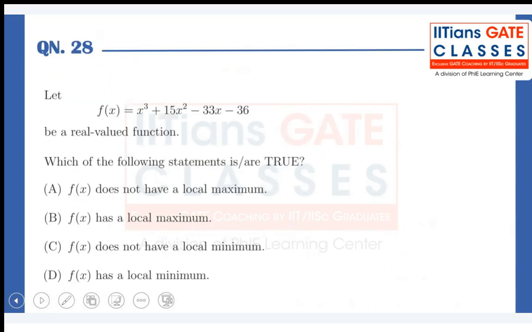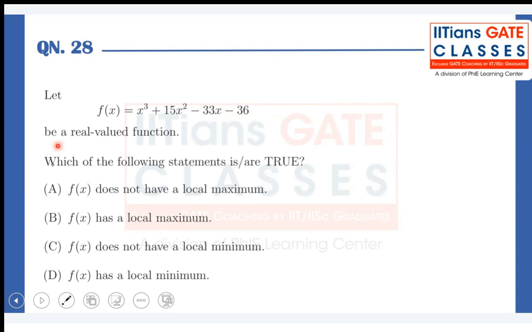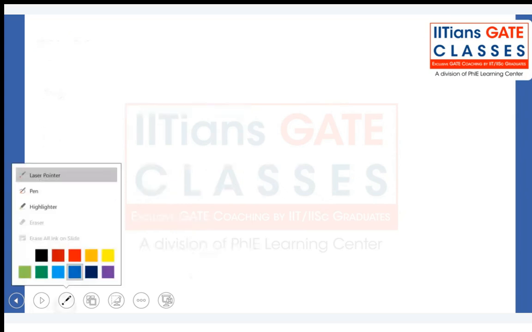Coming towards the next question. This is from the maxima and minima topic. They have given us the function f of x equal to x cubed plus 15x squared minus 33x minus 36, a real valued function, and asked which of the following statements are true. The options are related to the local maxima and the local minima.